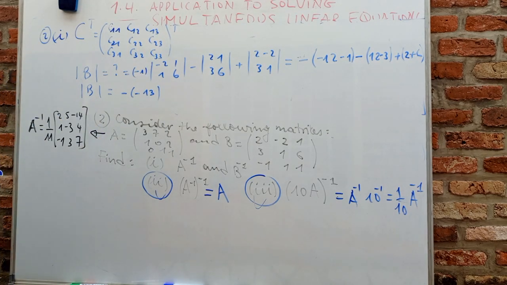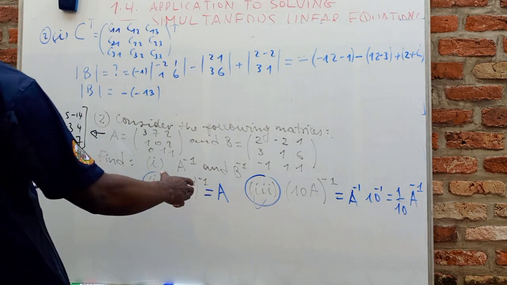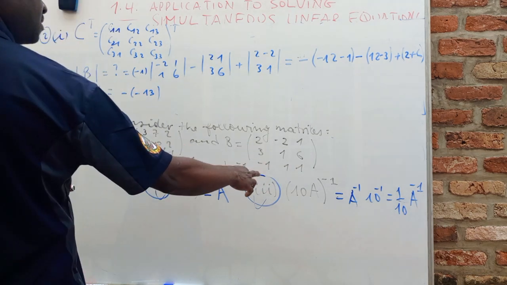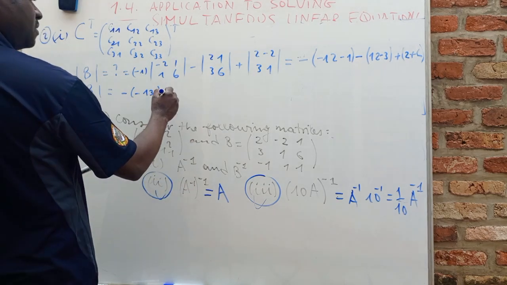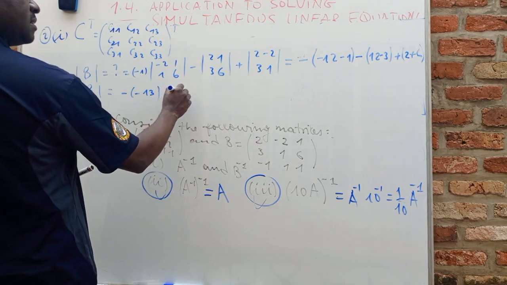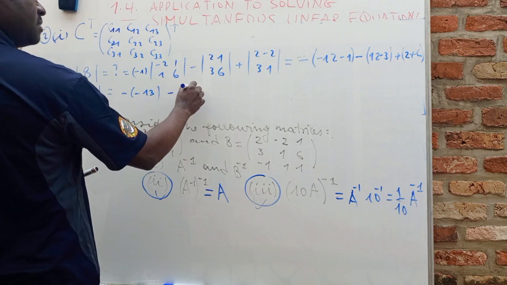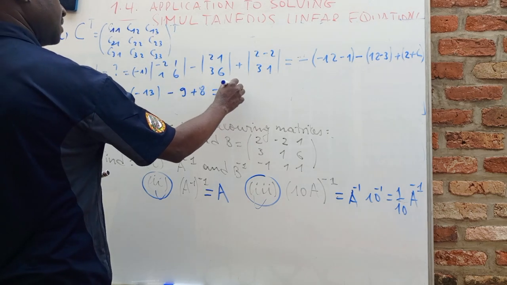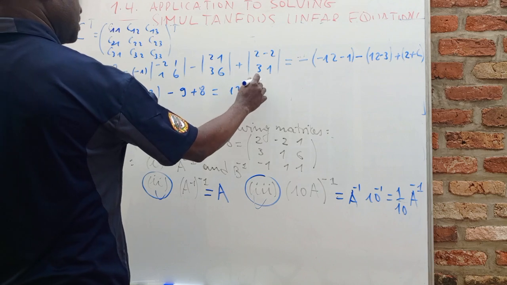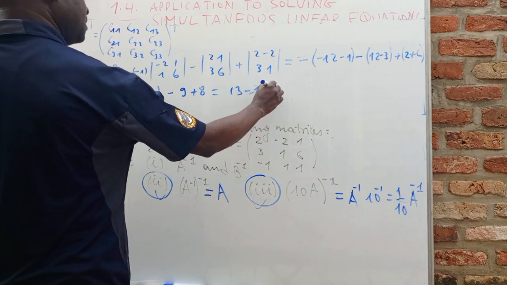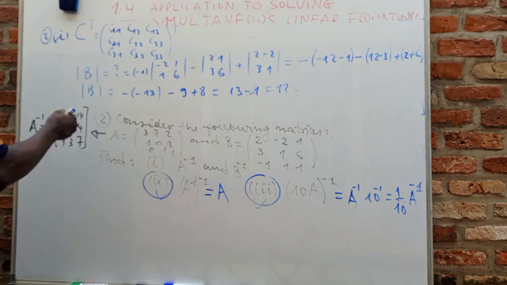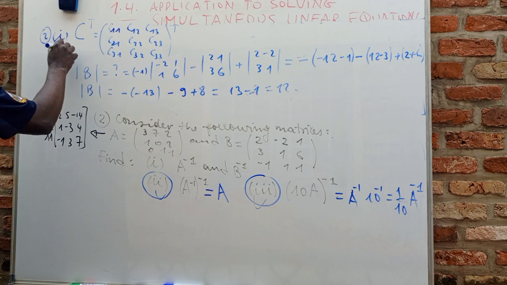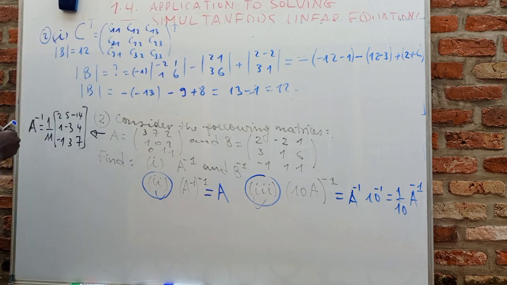For fear of losing again the true value of the determinant of B, let us recheck a bit. This one is negative 2, 6. Yeah, that's okay. Moving on, minus 9, positive 8, which is 12, positive 12. Save this determinant somewhere.